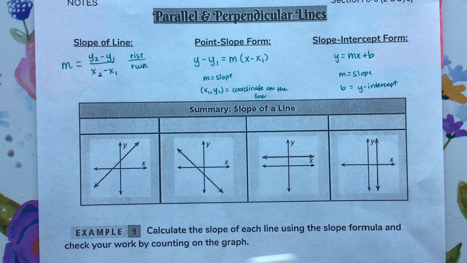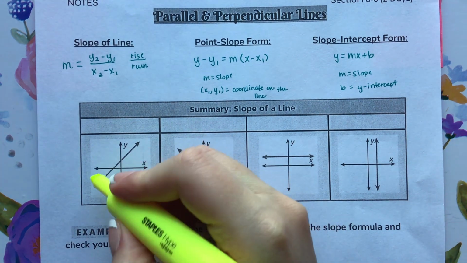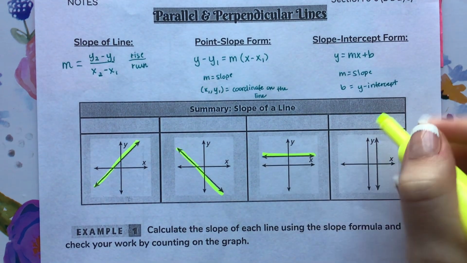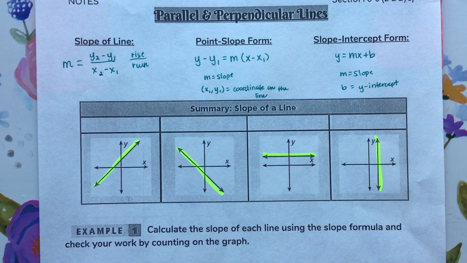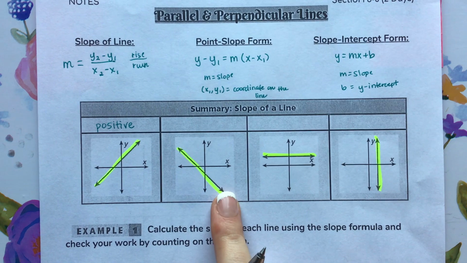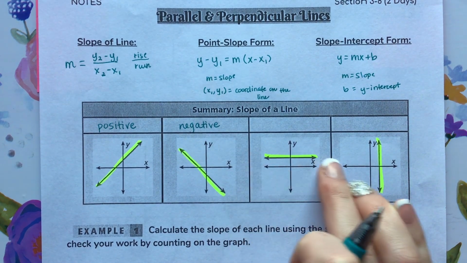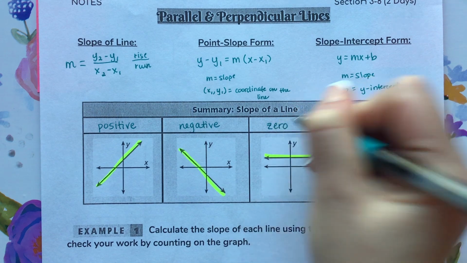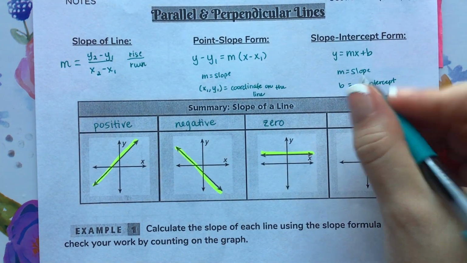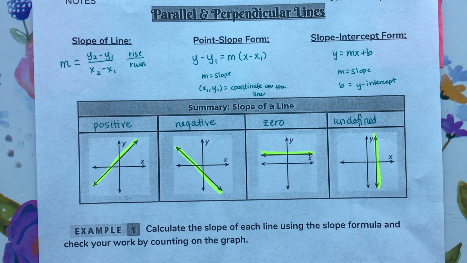Now here we have a summary of different types of slopes. As you can see, we have a line going uphill, a line going downhill, a line going flat, and a line straight up and down. So we can identify in general what types of slopes these are. If it's going uphill, that is a positive slope. If it's going downhill, it's going to be negative. If it's going completely flat, not up or down, that is a zero slope. And if it's going straight up and down, that is called undefined. Hopefully all of that is review for you today.